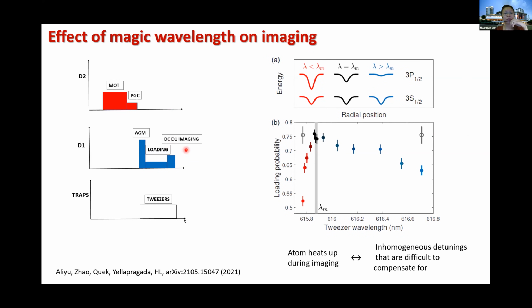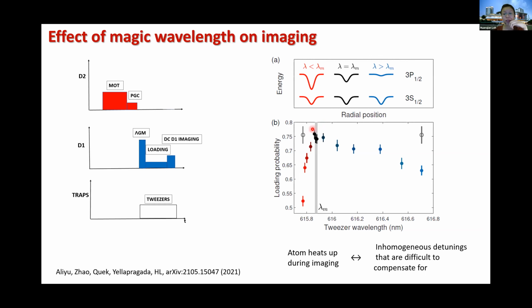So now we switch to DC-D1 imaging. We use the same loading parameters that were optimized before. But we find that as we change the tweezer wavelength and re-optimize the D1 imaging parameters, we're not really able to compensate and always maintain our high loading probability. This is because the atom is heating up during the imaging, and therefore this gives rise to inhomogeneous detunings that are difficult to compensate for.